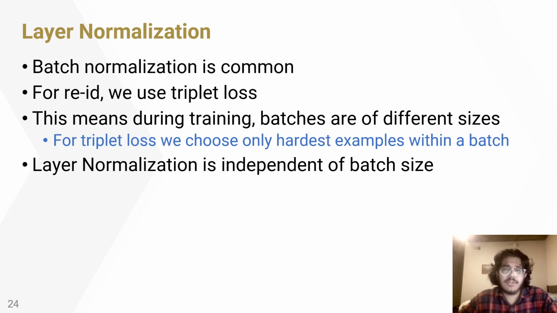So we employ layer normalization, which is independent of the batch size. Group normalization is another type of normalization that is independent, but we don't use it because group normalization assigns different weights to different channels. Under layer normalization, all channels have the exact same weight.